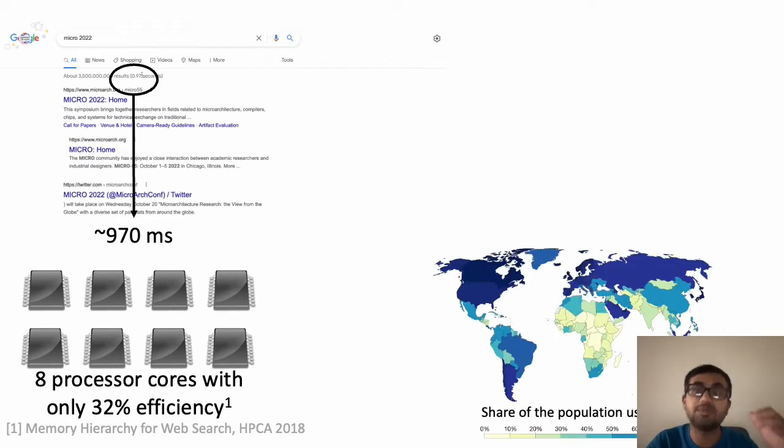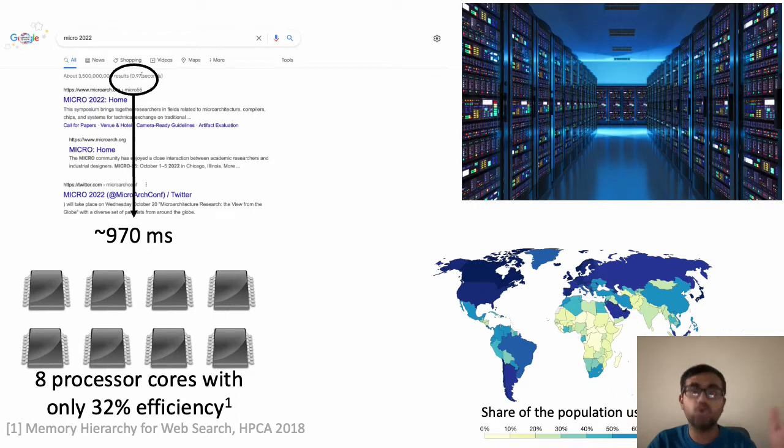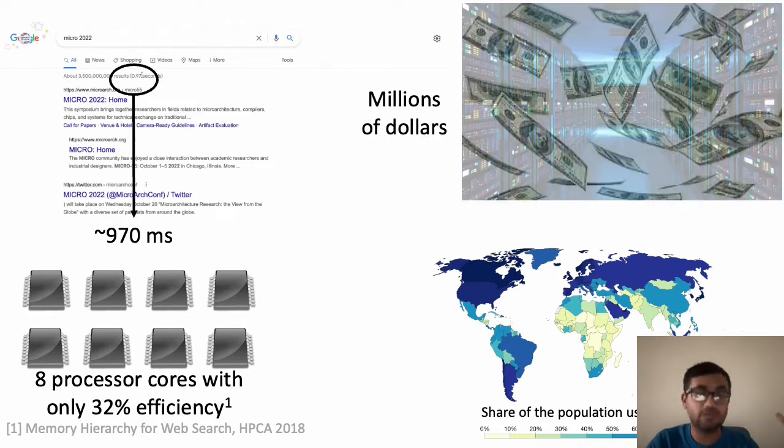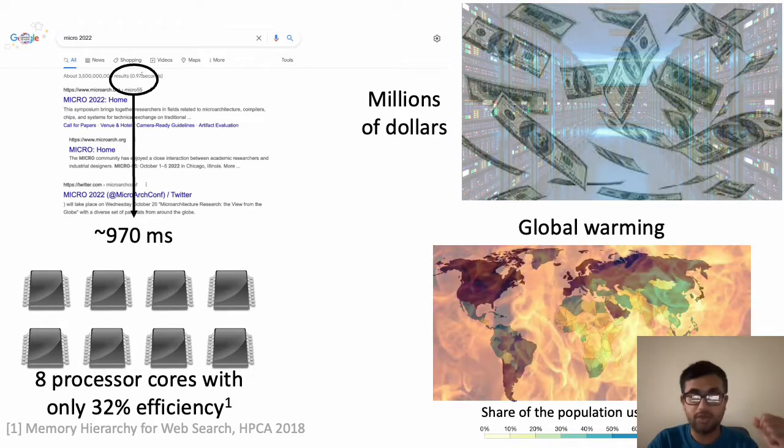Now consider serving billions of users all over the planet. Serving so many users means companies like Google and Facebook deploy millions of processor cores in their data centers. Deploying so many processors over hundreds of data centers incurs millions of dollars in operating cost. More importantly, these processors are responsible for the planet-scale carbon footprint and global warming.